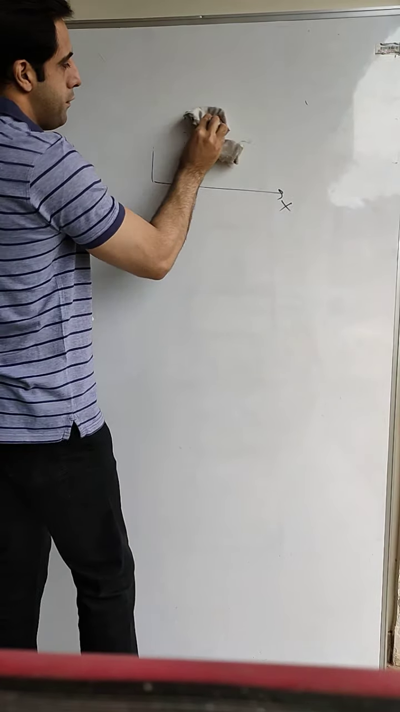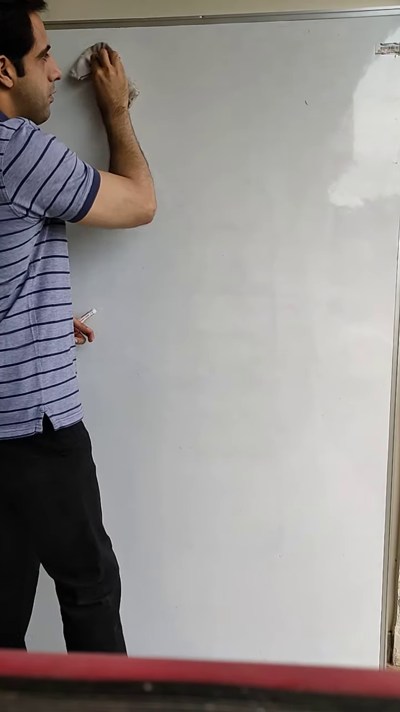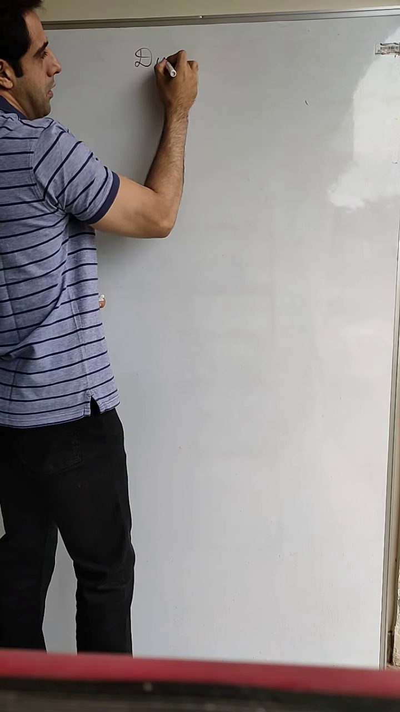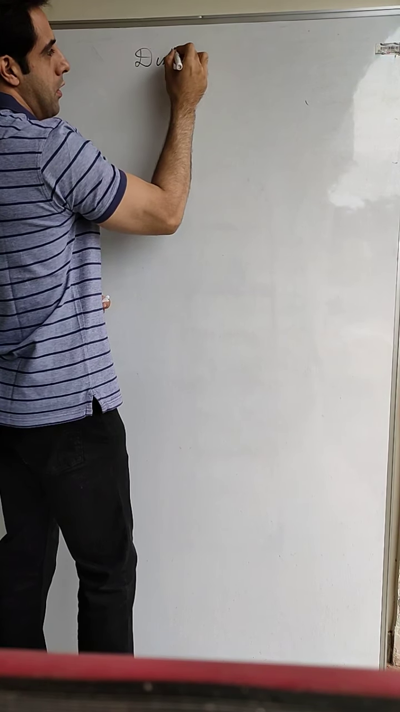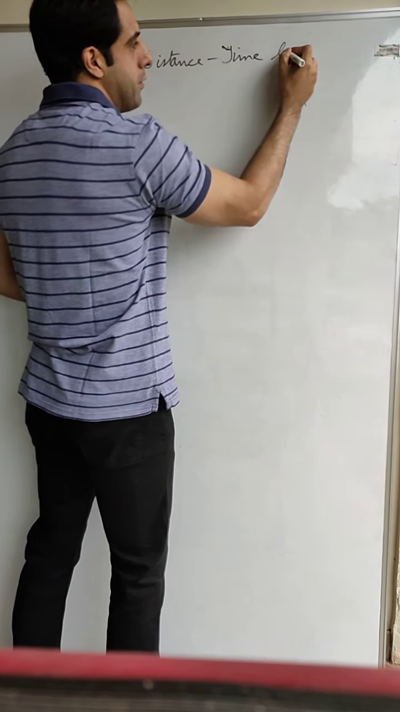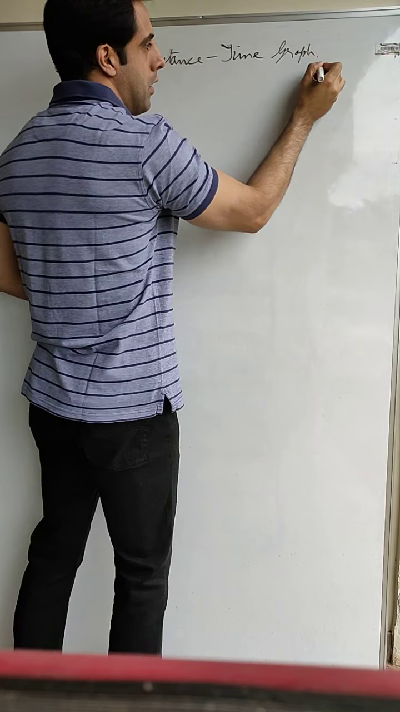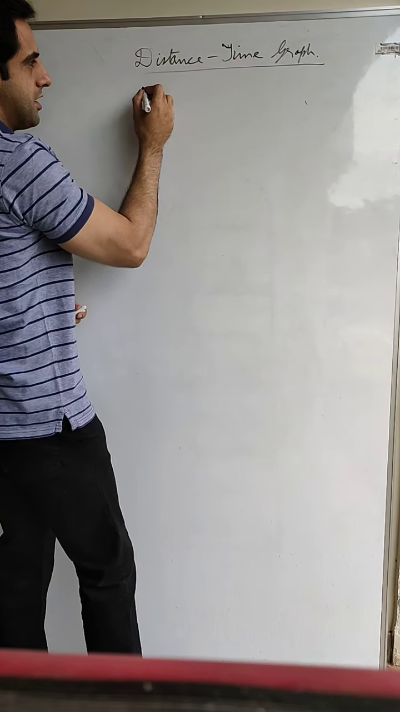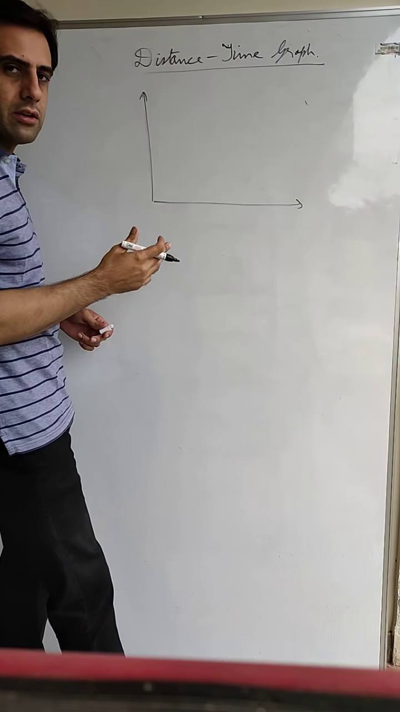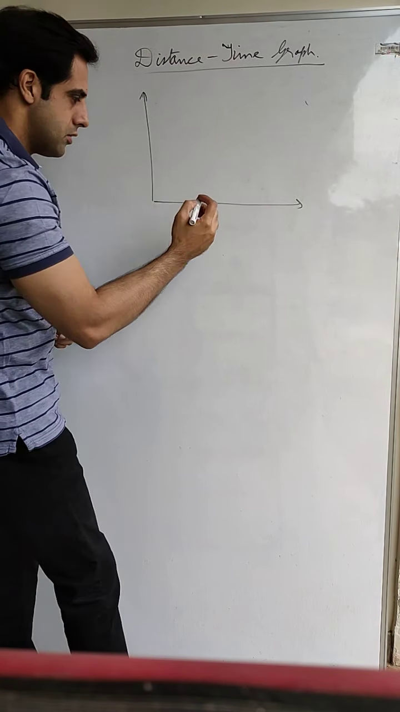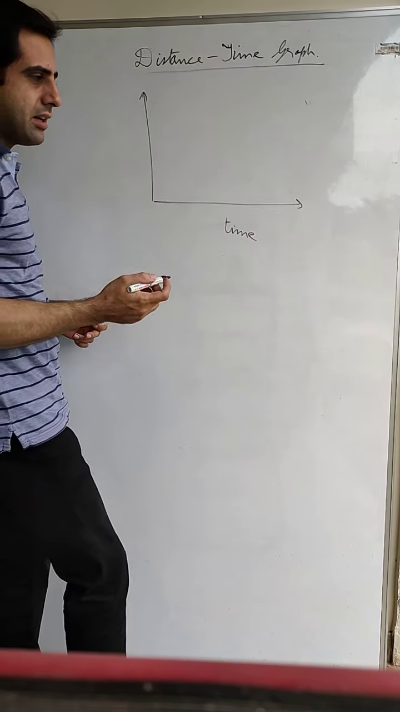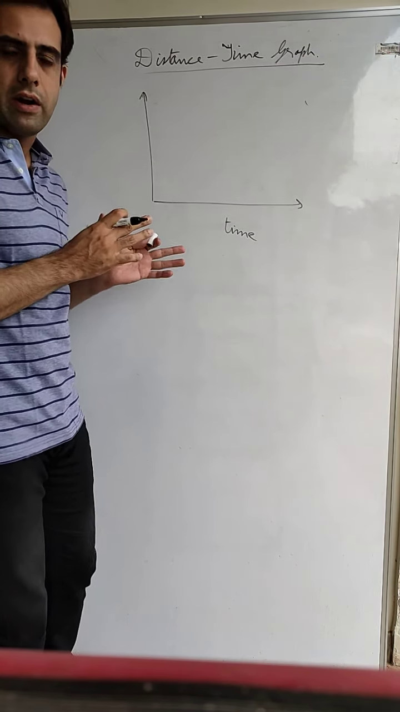So we'll do some graphs. Now the first type of graph that we are going to do is called the distance-time graph. What does distance-time graph mean? That means on one axis we are going to take distance and on the other axis we are going to take time. So we generally take time on this axis. Why? The reason is that we always take time intervals to be equal.